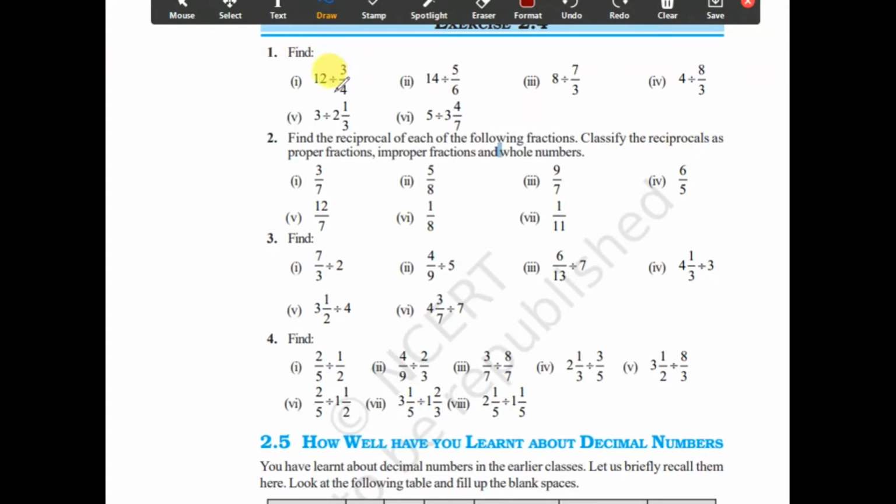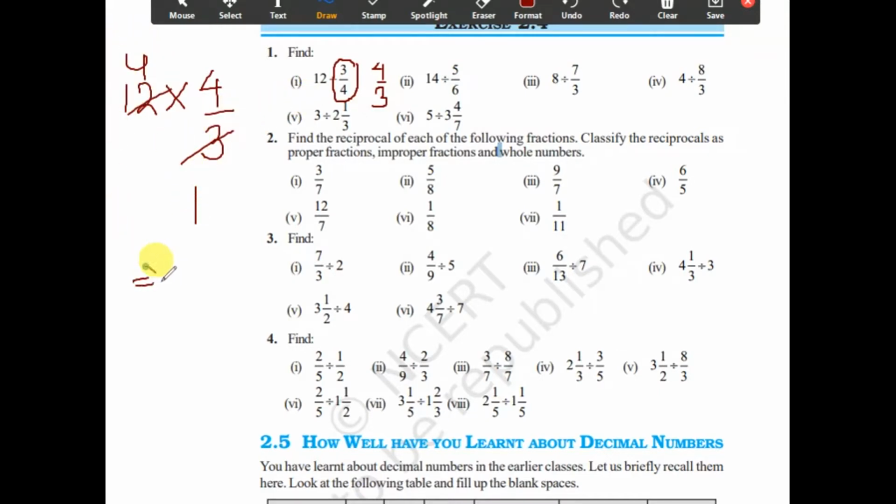So here it is a fraction, correct? When we have a division question, first we have to change the division sign to multiplication. Then we have to take the reciprocal of this number. What do you mean by reciprocal? It means the numerator and denominator will be interchanged, so it will become 4 by 3, correct? That 4 by 3 I have to write here, and I have to reduce it to the lowest form.